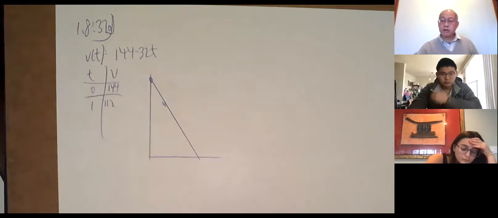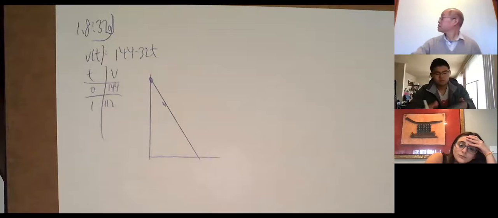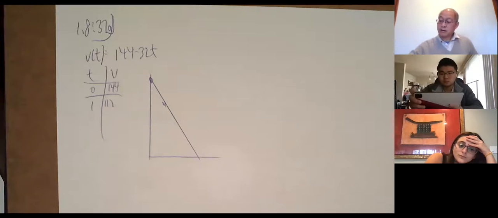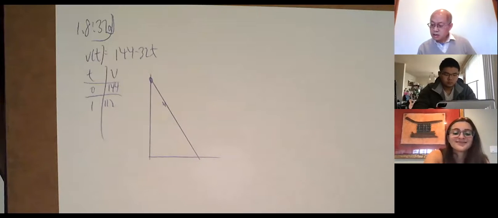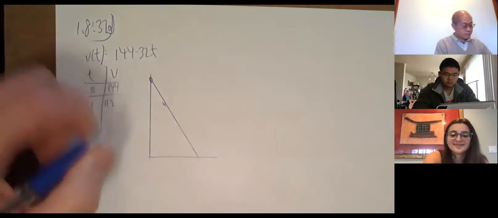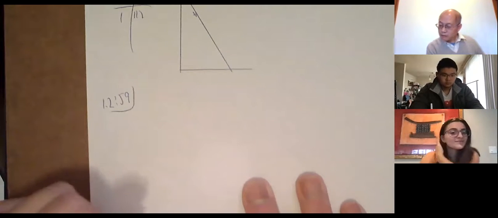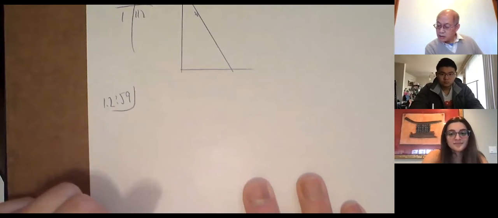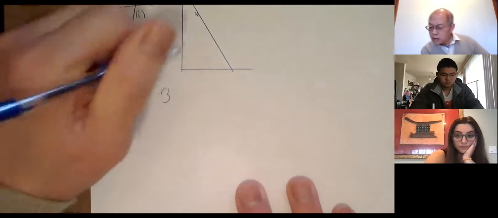Let's see, 1.2. What time is it? 45-ish. Okay, 1.2, 69, 59. Let's see. Okay, 1.2, 59. Okay, do that. 3. Oops, sorry.